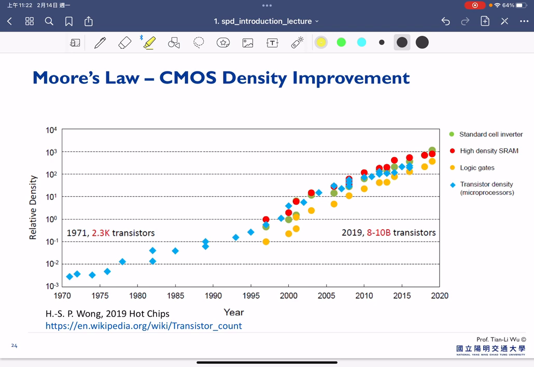Later on, we always have several rumors about whether Moore's law will be dead or not, and therefore we started to have different points of view about Moore's law. This one is from Professor Philip Wong, a Stanford professor. In the past, he made some analysis related to relative density versus different technologies. This is the transistor density that only counts for the microprocessor. But if you look at the yellow one, which is the logic gate, the red one, which is high density SRAM, and the green one, which is the standard cell inverter, we can still see that all these technologies are still on trend, pretty close to following Moore's law.